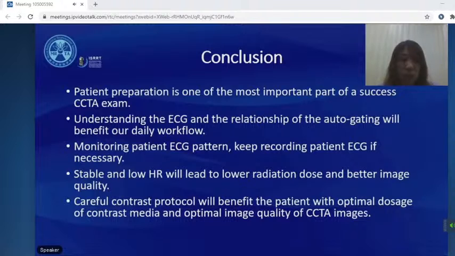Monitoring patient ECG pattern, keep recording patient ECG if necessary, since the scanner would suggest an up-to-date auto-gating profile to your patient. Stable and low heart rate will lead to a lower radiation dose and better image quality. And careful contrast injection protocol will benefit the patient with optimal patient dosage of the contrast media and optimal image quality in the CCTA images.